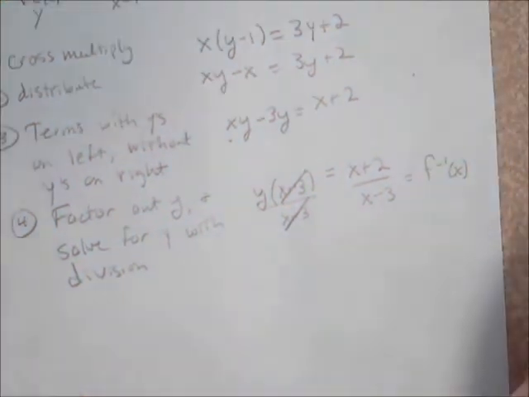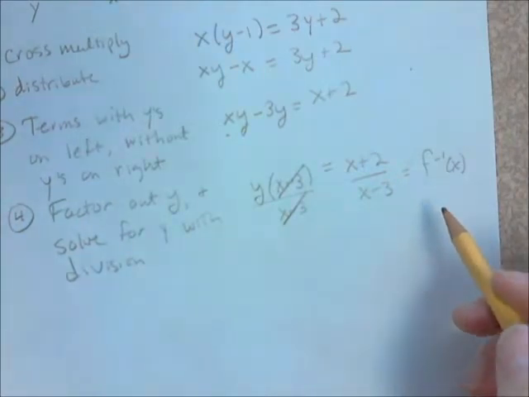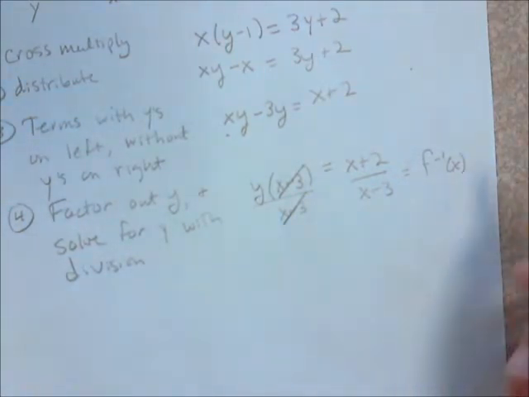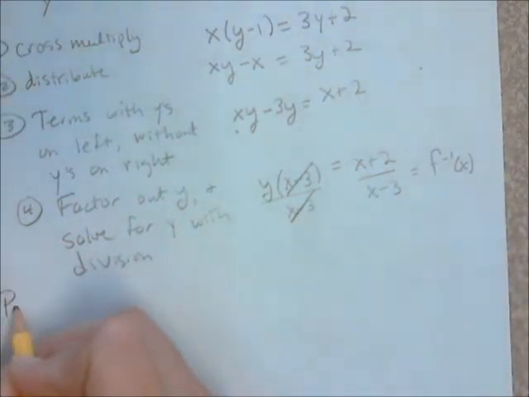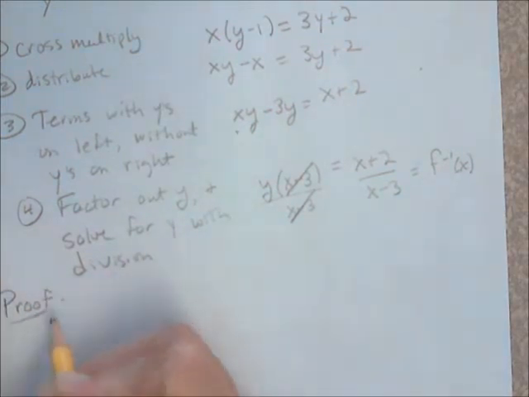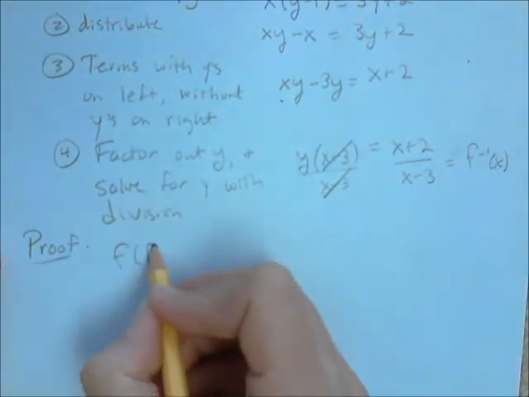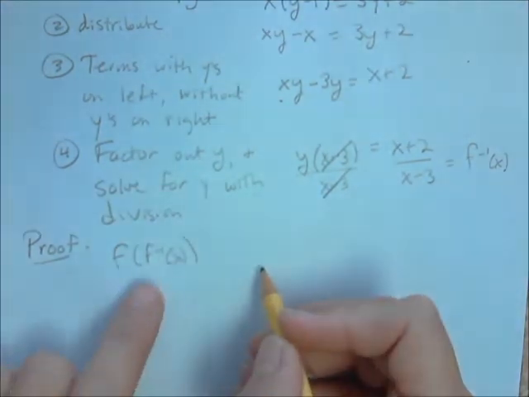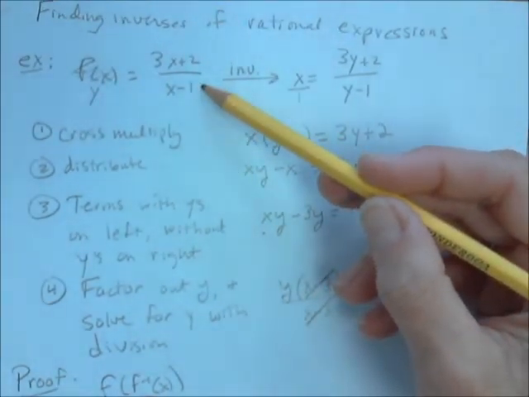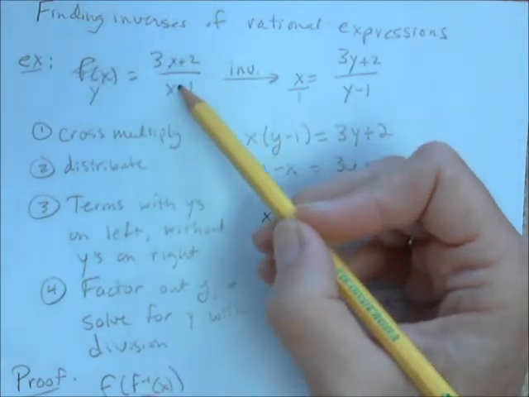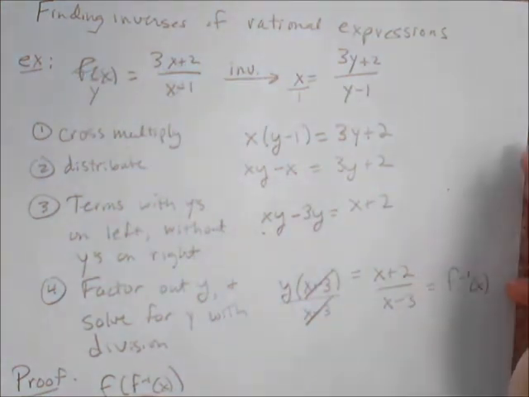The hardest thing about these is to prove that f and f inverse are actually inverses of each other, to prove that we're right with this inverse. So we're going to do the proof, and the proof means I'm going to get f of f inverse of x. So starting with my original problem, 3x plus 2 over x minus 1, I'm going to substitute those two x's with the whole inverse function, x plus 2 over x minus 3.